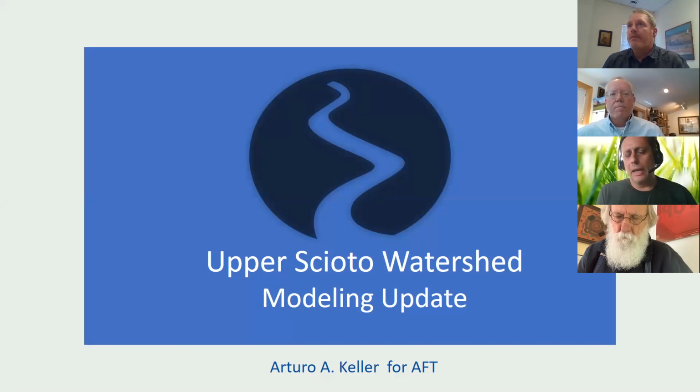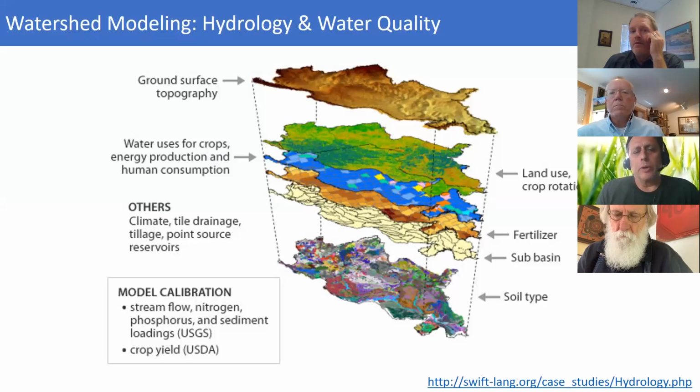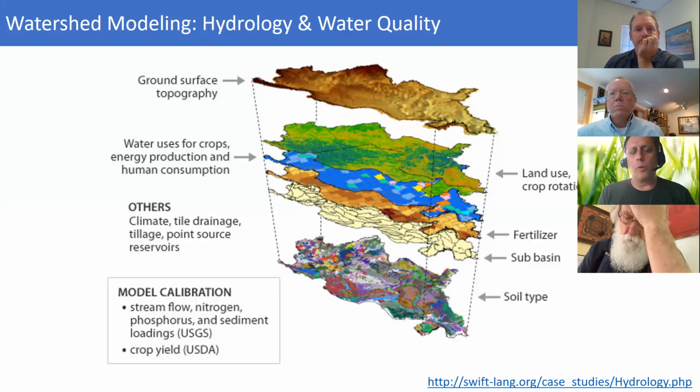So I'm going to be talking again about the upper Scioto watershed and give you an update on the modeling. Just to begin with, I'm going to talk a little bit about what we're trying to do with the modeling. This first slide shows the various layers of information that we look at for putting together a watershed scale model that looks at water flow, the hydrology, as well as the water quality, what's happening in our waters.